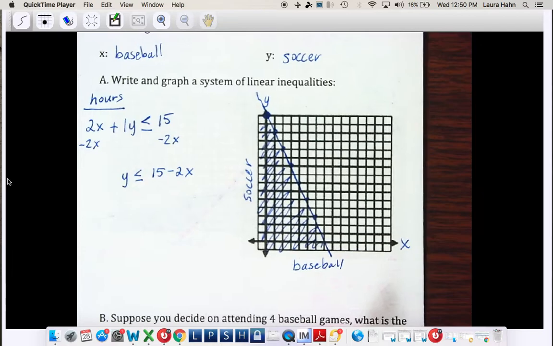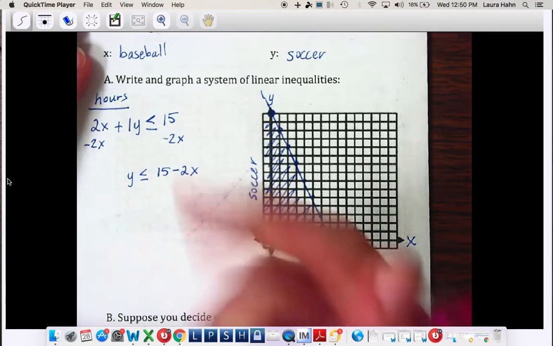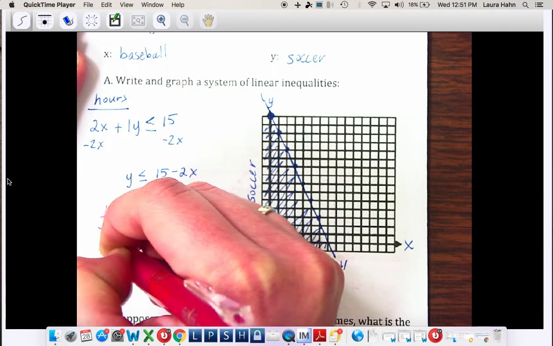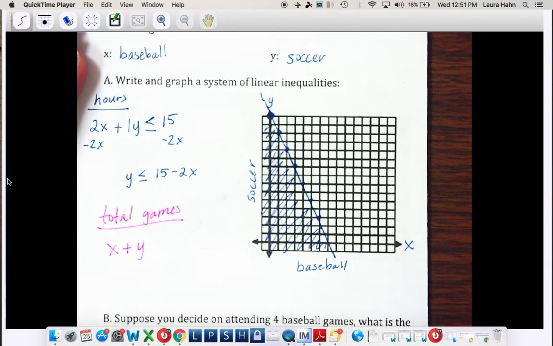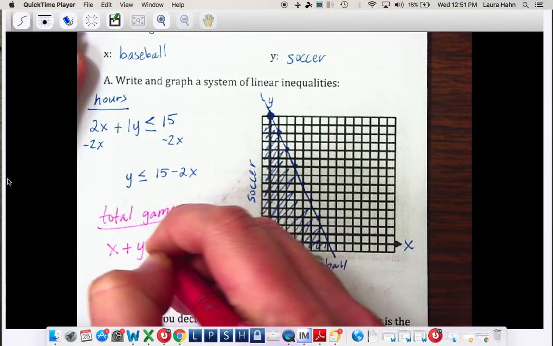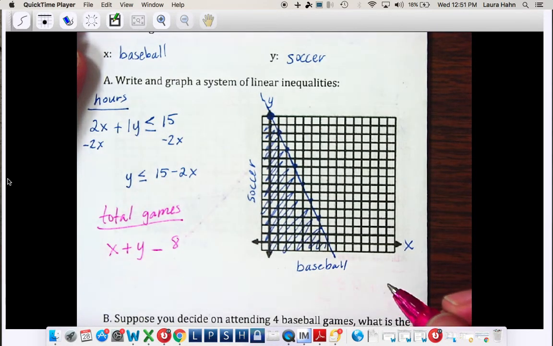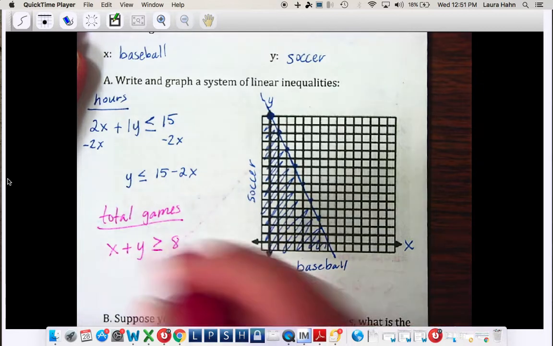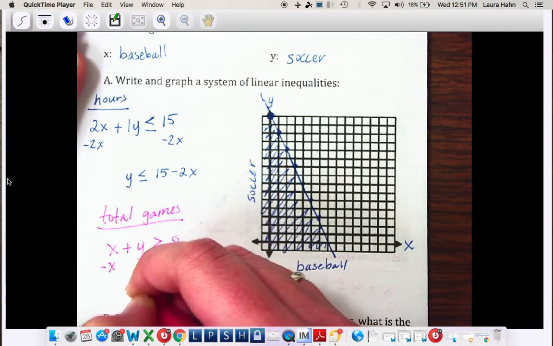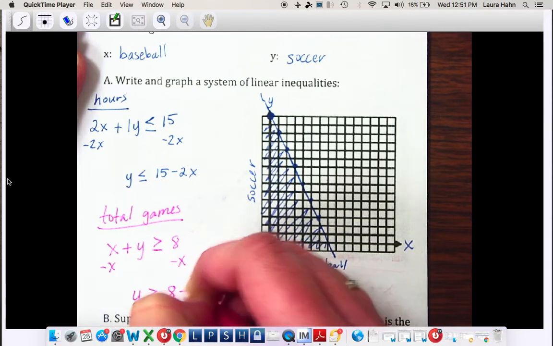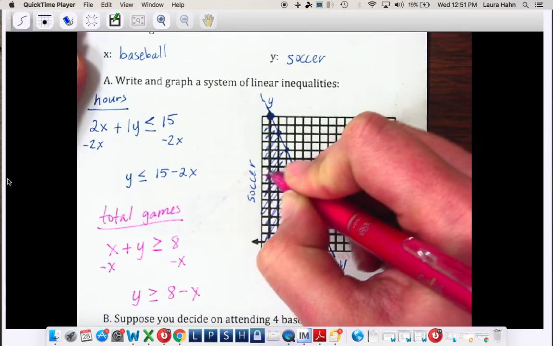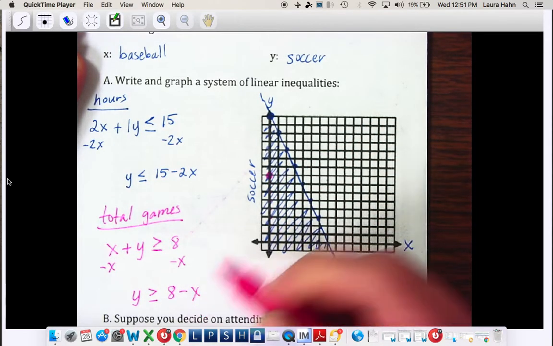All right, my next inequality is going to be talking about the total number of games I make it to. We're going to both baseball and soccer games. And the total number of games I want to go to is at least 8. So if I go to 8 or equal to 8, that's great. But at least means the number of games I want to go to will be more than or equal to 8. So I take away an x from both sides. And I'm left with y is greater than or equal to 8 minus x. So my y-intercept is 8. My slope is a negative 1, so I'm going to go down 1, right 1.